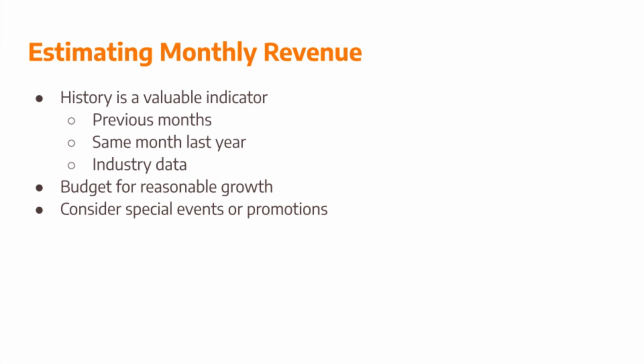Next, let's take a look at our estimated monthly revenue. History is a really valuable indicator on what you can expect to make moving forward. We can always look at previous months or the same month last year to determine what we think we will make in the upcoming months.